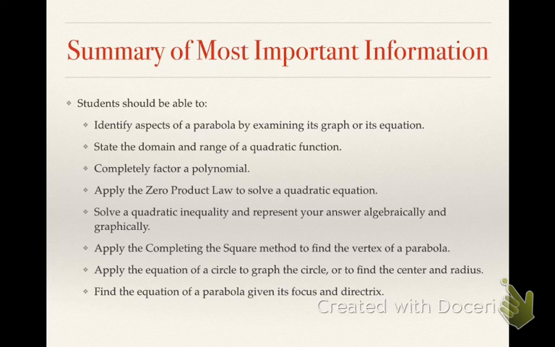Alright, so this is the end of Unit 6 review, and here's a summary of the most important information you should take away from this unit. You should be able to identify aspects of a parabola by examining its graph or its equation, so you'll be able to find the y-intercepts, the x-intercepts, the zeros, the axis of symmetry, etc. Okay, where it's increasing, where it's decreasing from previous review videos, and so forth.